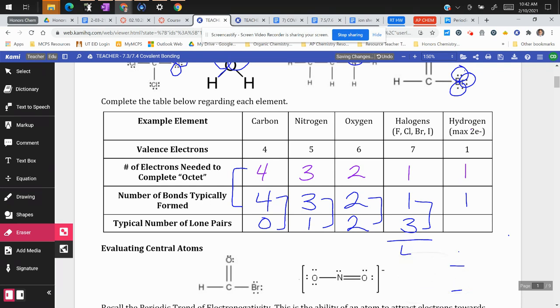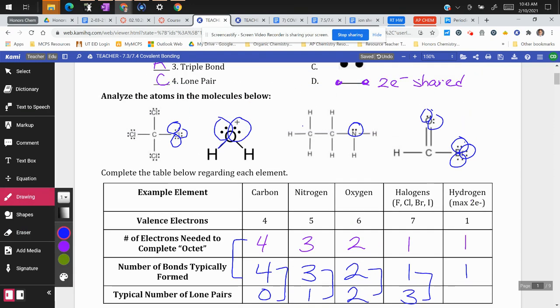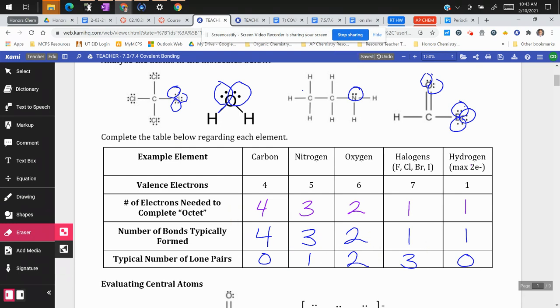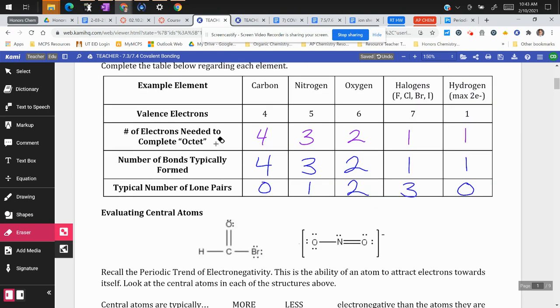Again, the one exception to that is going to be our friend hydrogen, because it has a different kind of bonding arrangement. Notice that none of the hydrogens have lone pairs. Hydrogen will never, ever, ever have lone pairs in a Lewis structure. It will only have 1 single bond. Let's take a look at why.